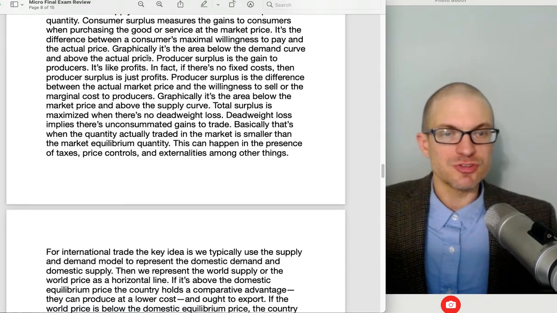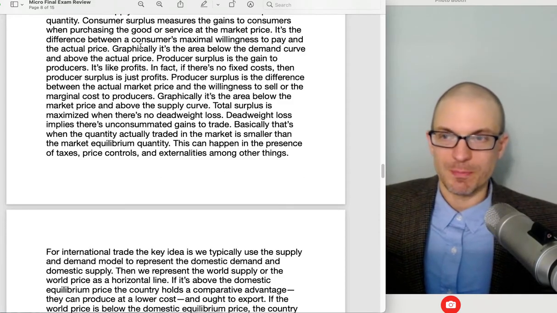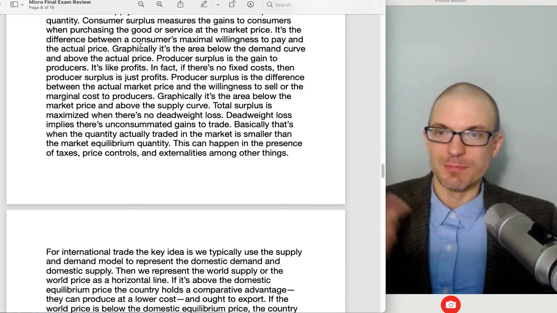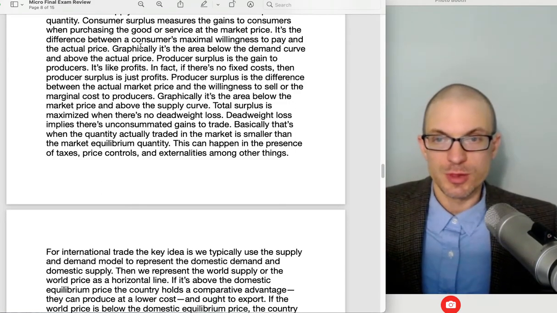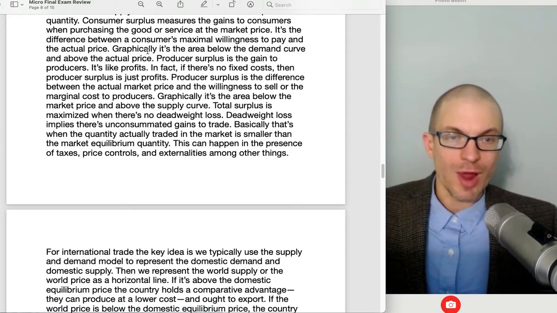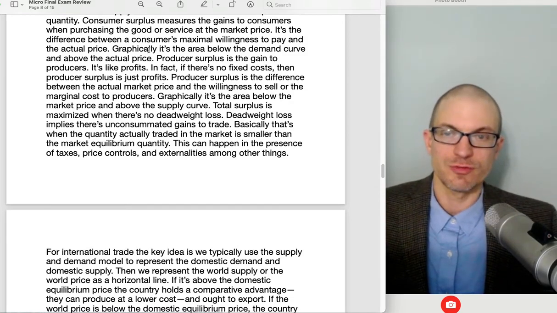Consumer surplus measures the gain to consumers. It's the difference between the consumer's maximal willingness to pay and the actual price. So graphically, it's the area under the demand curve and above the actual price. Producer surplus is the difference between the actual market price and the costs or the willingness to sell to producers. So graphically, producer surplus is the area below the market price above the supply curve.